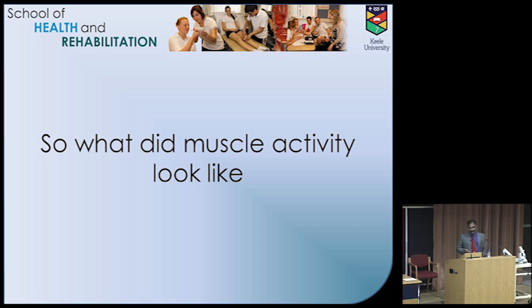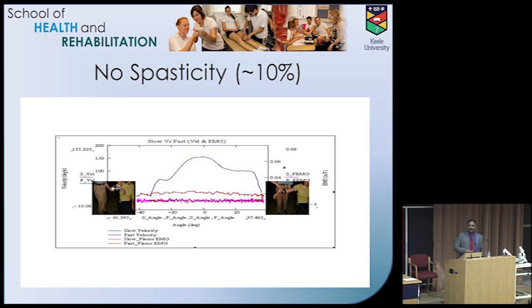So what did the muscle activity look like? Now, I will try to go very quickly through the next slides. All I'll be showing are patterns of muscle activity. There were a group of people who demonstrated. In this graph, the red is the slow stretch, the blue is the fast stretch, so ignore those two graphs. But look at these lines. The magenta is the EMG activity with the slow stretch, and the brown is the EMG activity with the fast stretch.